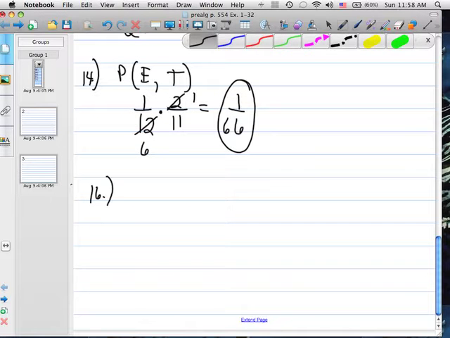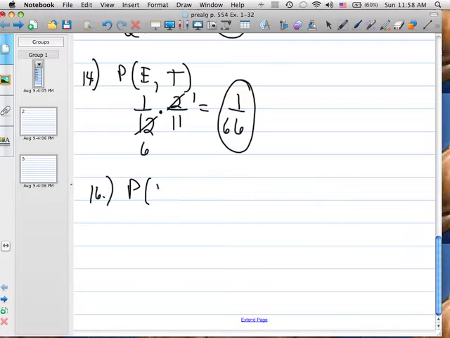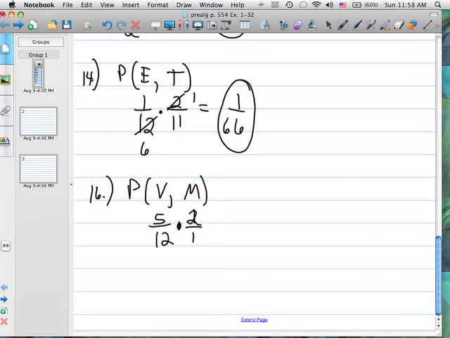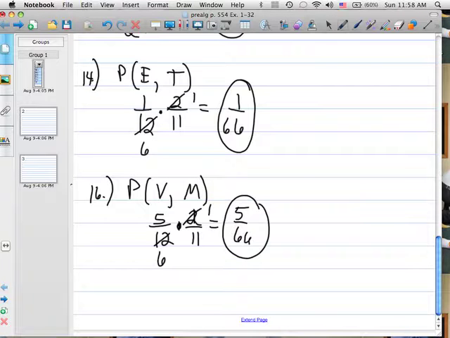Problem number 16. The probability that you draw a card that's a vowel, don't replace it, and then you draw an M. A vowel, A, E, A, 3, 4, 5. There are 5 vowels out of 12, and M is not a vowel, so there's 2 M's out of 11 cards, since we didn't replace the vowel. So 2 goes into 2 once, into 12, 6, and we get 5/66.